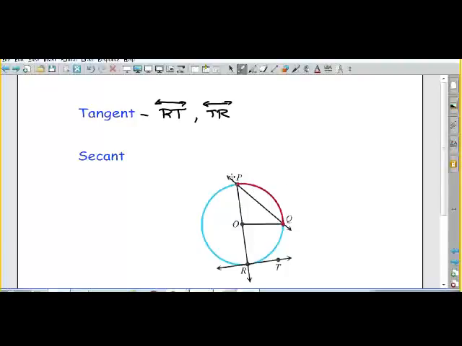Okay, a secant is a line that goes between 2 points on the circle. So line PQ is a secant line. So we have PQ, it's a secant, it's a line. It could be also line QP, because the order doesn't matter.